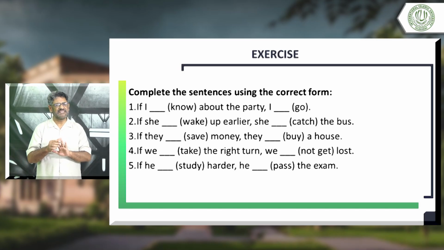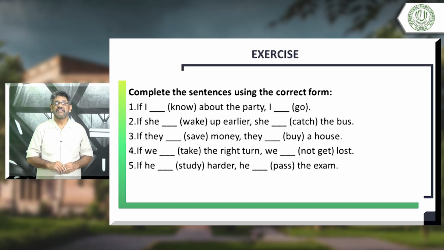If they, yes please, had saved. Past perfect. It's easy. It's not difficult. If they had saved money, they would have bought a house. You see, this means they did not save money and they were unable to buy the house.